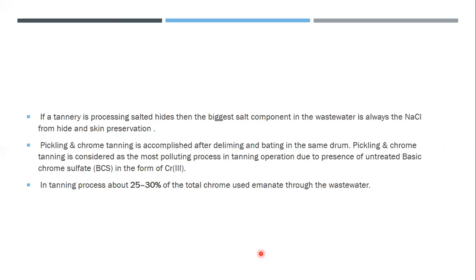The processes we discussed previously, pickling and chromium tanning, are accomplished after the deliming and bating in the same drum.